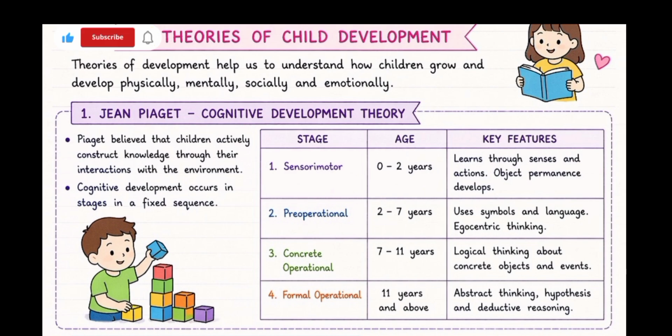In the second stage, 2 to 7 years, children use symbols and language. Symbolic play with a toy gun as a real gun or a tricycle as a horse illustrates this stage. And egocentrism also comes in the pre-operational stage. This stage is marked by egocentrism.